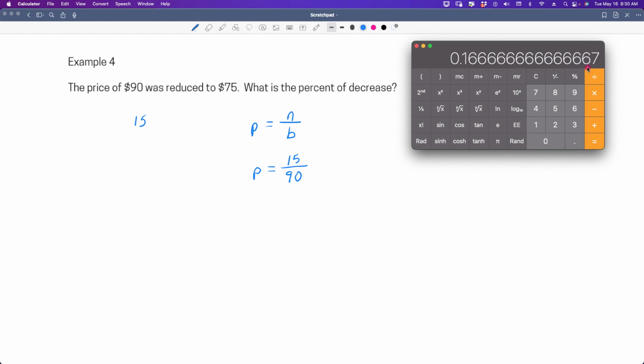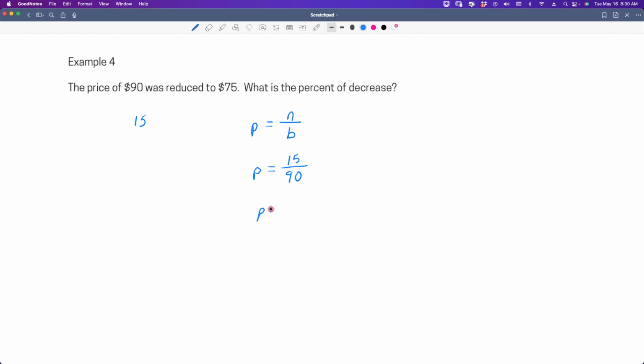we're going to get 0.166666. This is going to repeat forever and ever and ever. And this 7 is actually not a 7. It's just the calculator has run out of spaces, so it's rounded everything else up to a 7. So what we can do is we can just say 0.16 with a repeater. 0.16, and this line above the 6 tells us that it's going to repeat indefinitely.